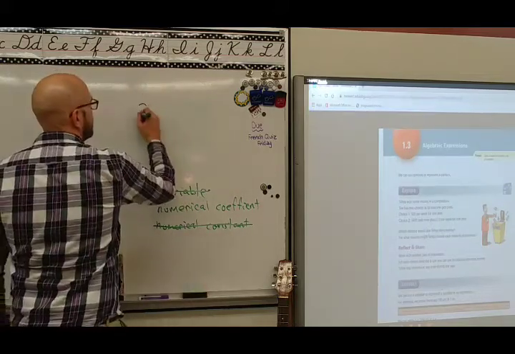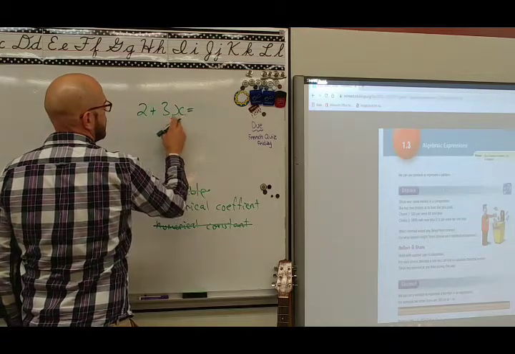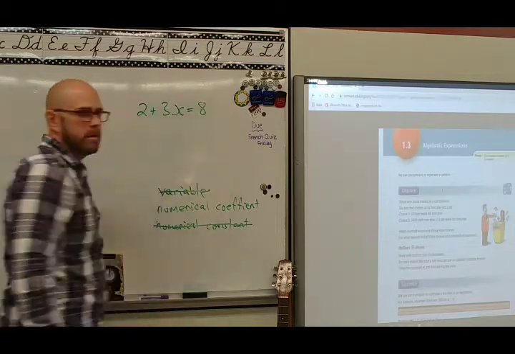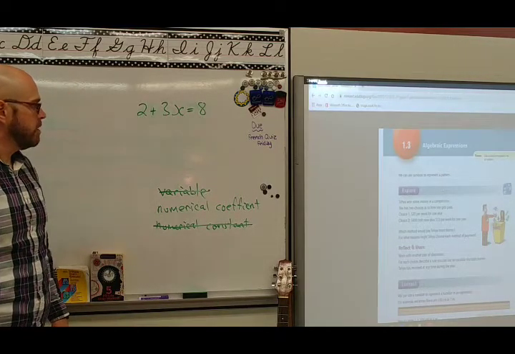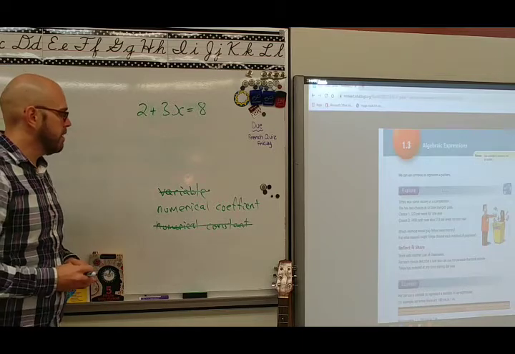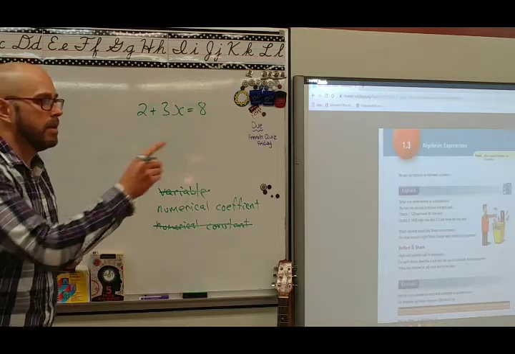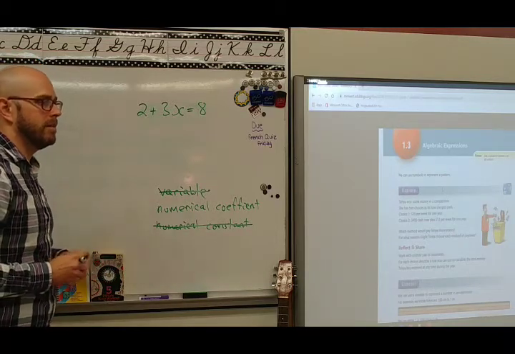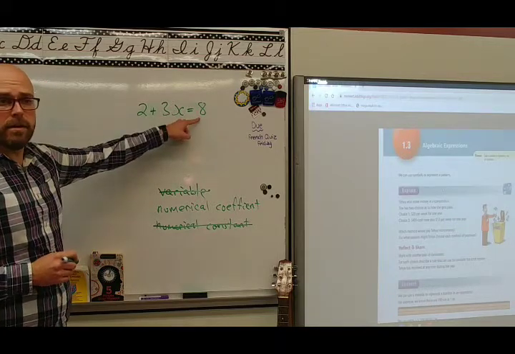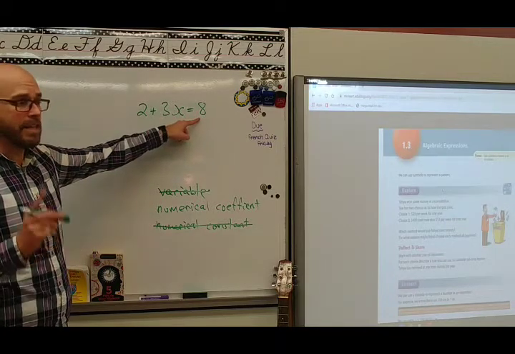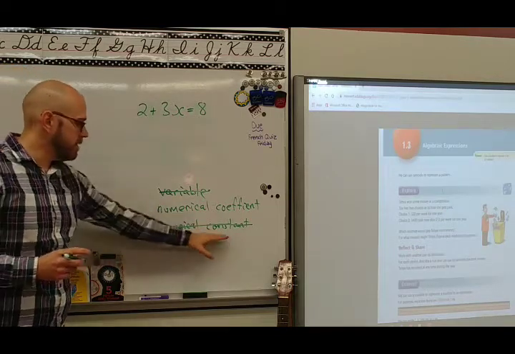if I have 2 plus 3x equals, hold on, I gotta think about this. Can someone identify for me a numerical constant in this? Yes, Jonathan. 8. 8 is a number, and it's always going to be 8. That does not change. It is a numerical constant. Number that stays the same.